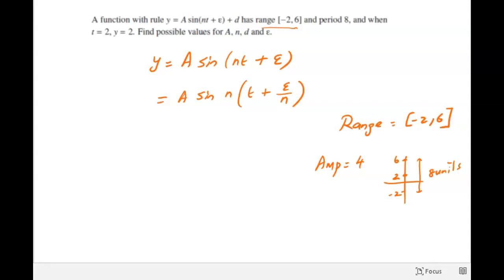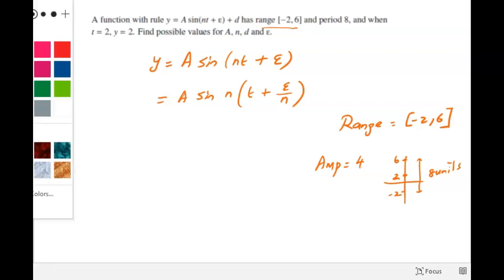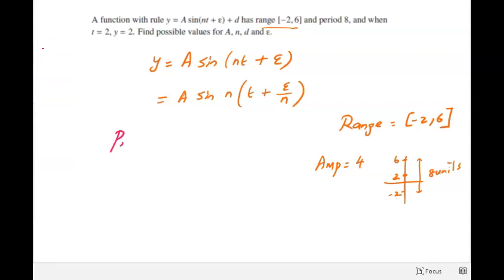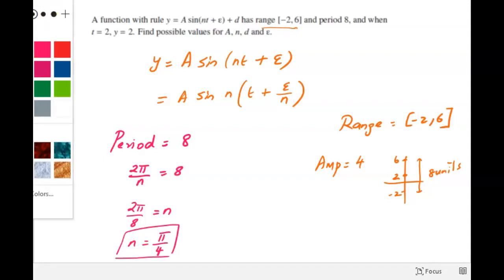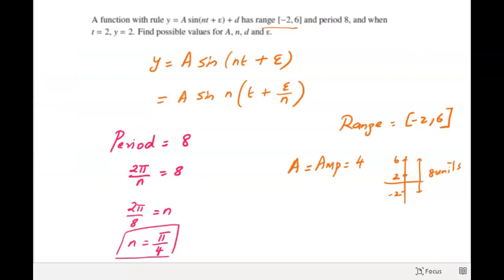Now they've also told us that the period of this function is equal to 8. So the period of a sine function can be given by 2 pi over n equals 8. If I simplify for n, I'm going to have 2 pi on 8 equals n, which gives me the value for n as pi on 4. So with that, we have simplified 2 of the 3 items: my value for a, which is the amplitude, is 4, and my value for n is pi on 4.